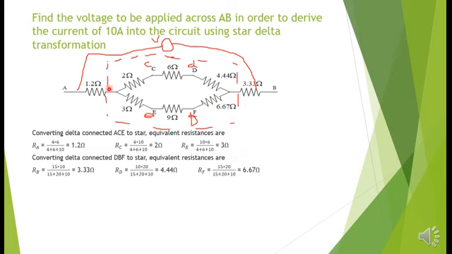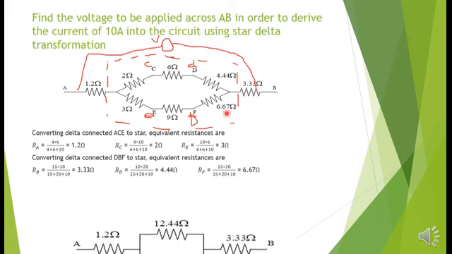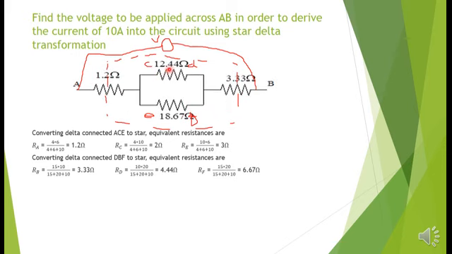Now these elements 2 ohms, 6 ohms, 4.44 ohms and 3 ohms, 9 ohms, 6.66 ohms are connected in series. So I will simplify these series connected networks. So 2 plus 6 plus 4.44 is 12.44. 3 plus 9 plus 6.66 is 18.67. So the network becomes 12.44 ohms and 18.67 ohms.